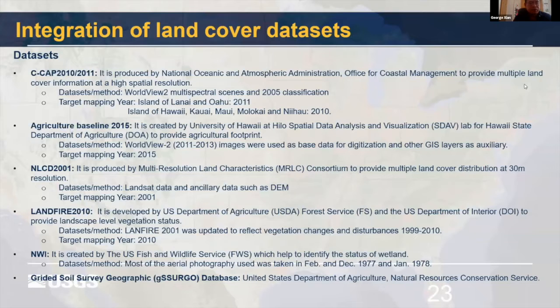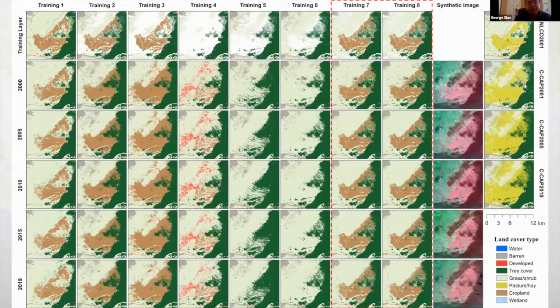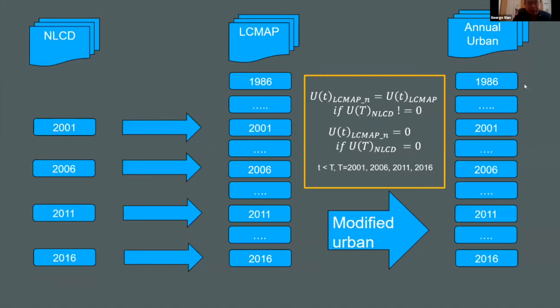I want to briefly mention the integration part. For this effort, we try to integrate the data sets from different sources, including NLCD and other data sources, to generate different training information for us. And then for LCMAP, we try to integrate with NLCD data, because NLCD only starts in 2001 and LCMAP starts earlier. So we want to use the early LCMAP data to integrate with NLCD, and then we can get the land cover change, especially for the urban area, to have four classes of urban annual land cover change.